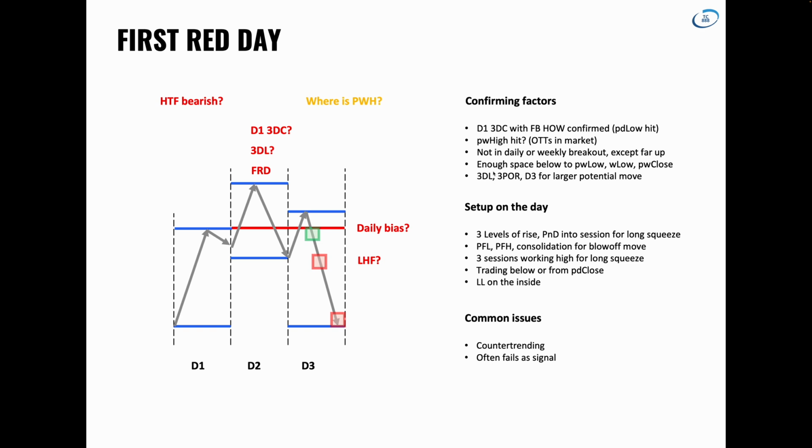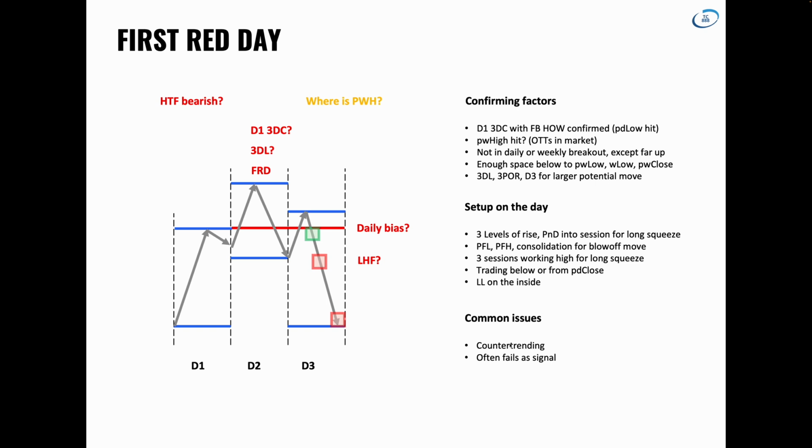It's nice if you have 3 days of longs at the same time, maybe 3 pushes out of the opening range of the week, or a day 3 at the same time. Set up on the day 3 levels of rise potentially, pump and dump into the session, peak formation high, peak formation low, consolidation blow off could be 3 sessions working into a high. You want to have previous day close in your back, and a lower low on the inside could be nice.